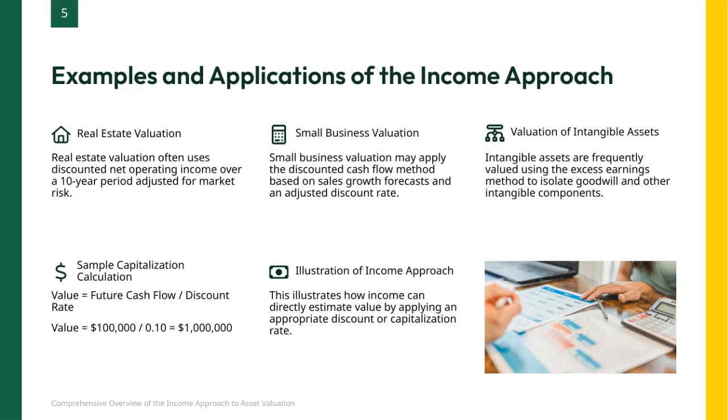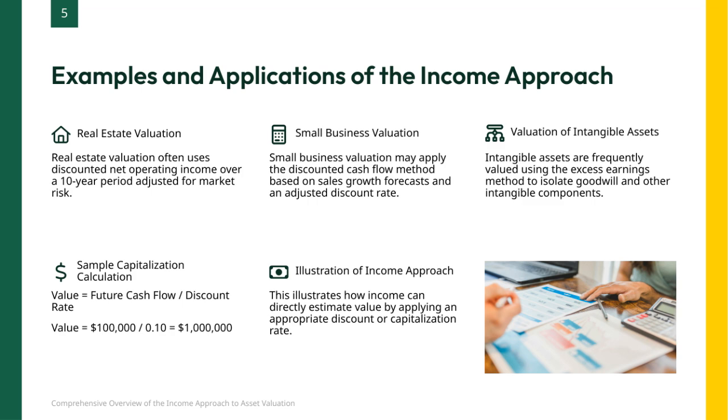When we talk about the income approach, it's useful to look at some real-world examples and applications. First, in real estate valuation, this method often involves discounting the net operating income over a period, commonly 10 years, and adjusting for market risk to get an accurate picture of value. For small businesses, the discounted cash flow method comes into play, where we base our valuation on sales growth forecasts and tweak the discount rate to fit the specific risk profile. When it comes to intangible assets like goodwill, the excess earnings method is frequently used. This approach helps isolate the value of those intangibles separate from tangible assets.